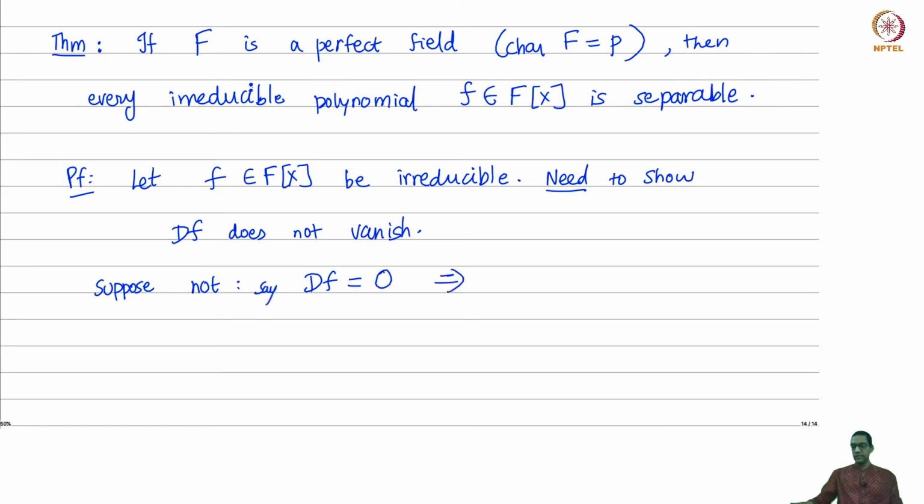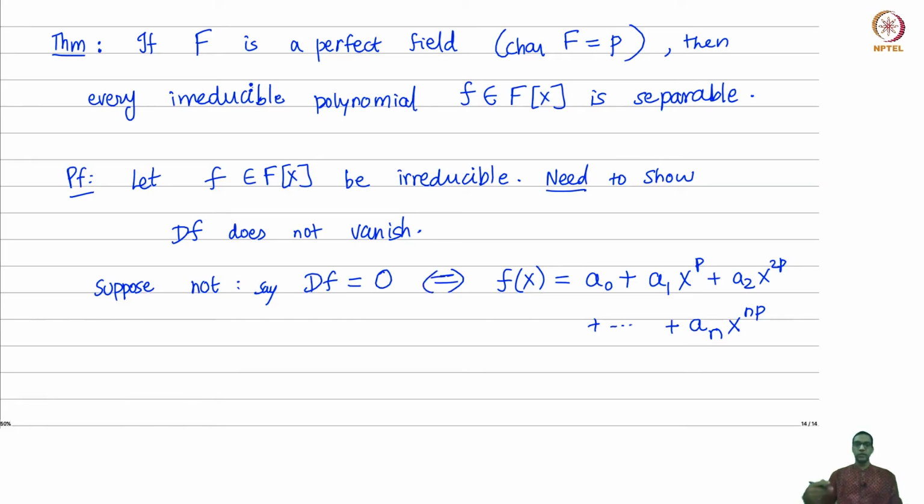Then we have seen this before in the earlier lectures on repeated roots. If the derivative vanishes, then it means that the only coefficients of f which survive are the multiples of p. Then f must have the following form. It should look like a0 plus some a1 x^p plus some a2 x^2p and so on, some an x^np. Okay, this is the only way in which the derivative can vanish. In fact, it's if and only if.